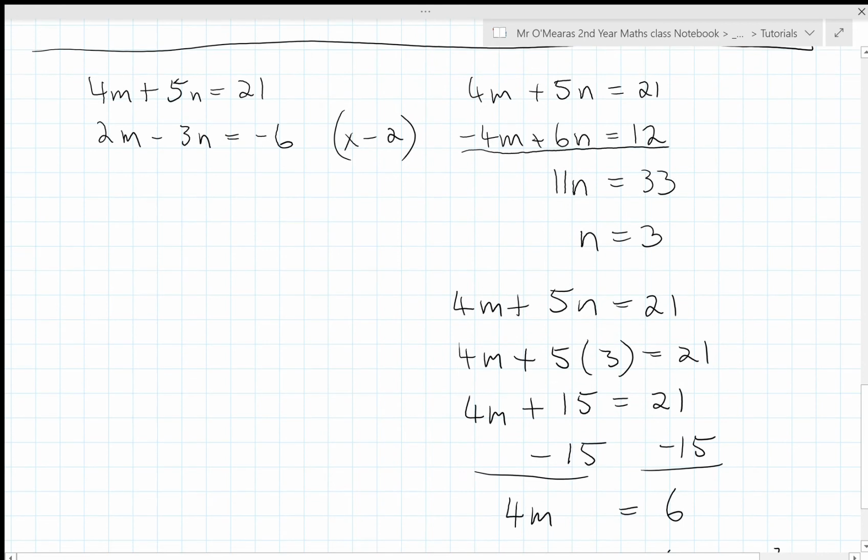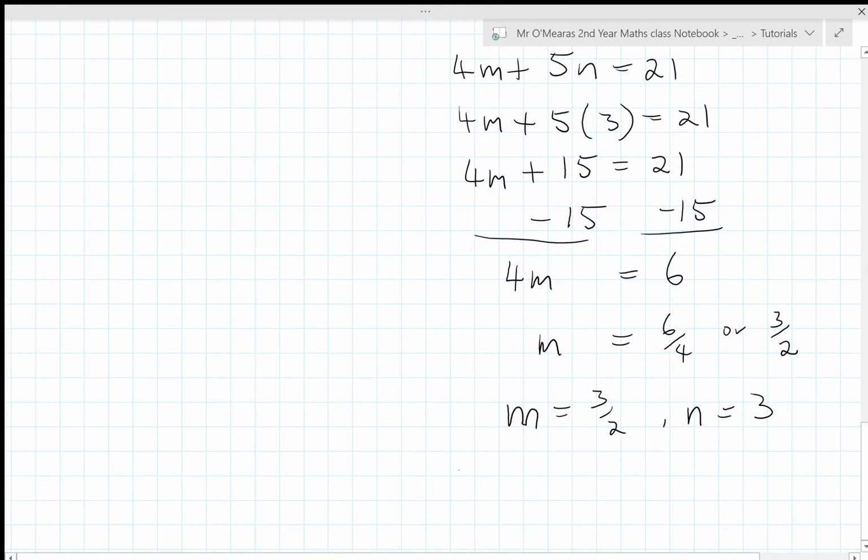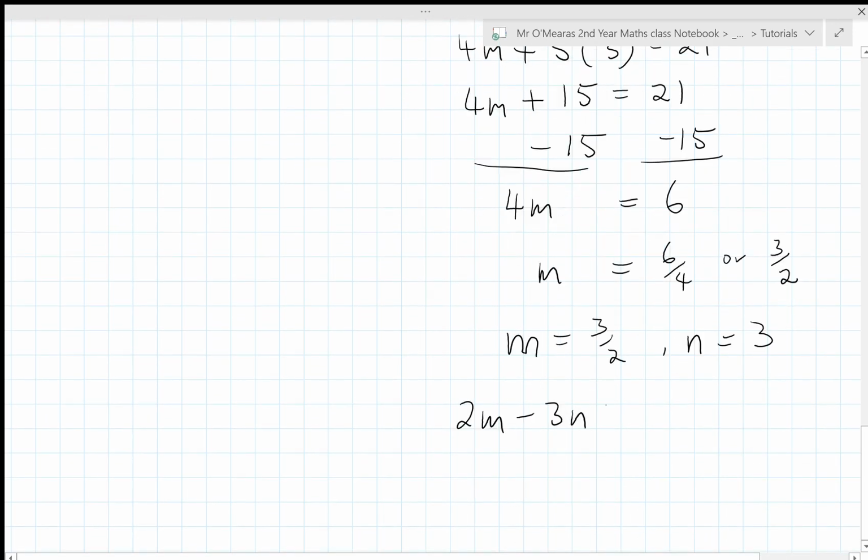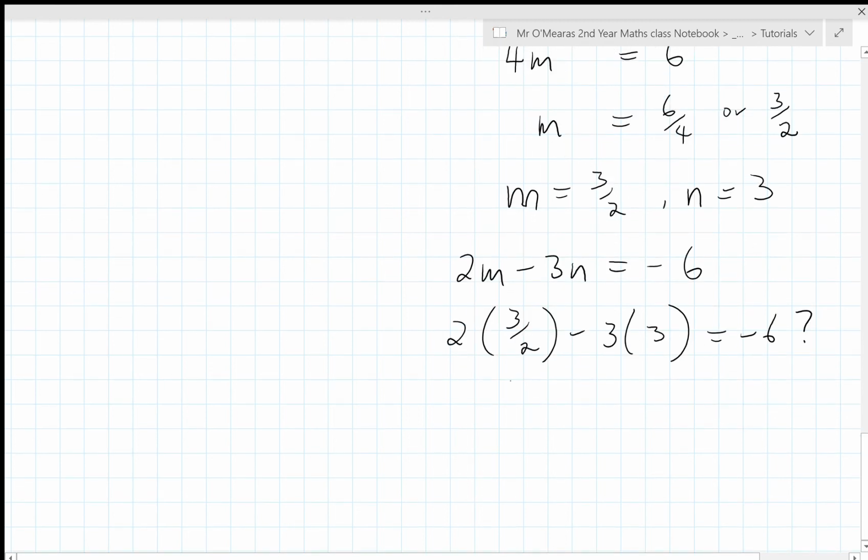So if we take our second line, 2m minus 3n equals minus 6. So 2 times 3 over 2 minus 3 times 3, does that give us minus 6? 2 times 3 over 2 is 3, minus 9 is minus 6. Minus 6 is minus 6. So we are just making sure that we have verified that our answer is true.